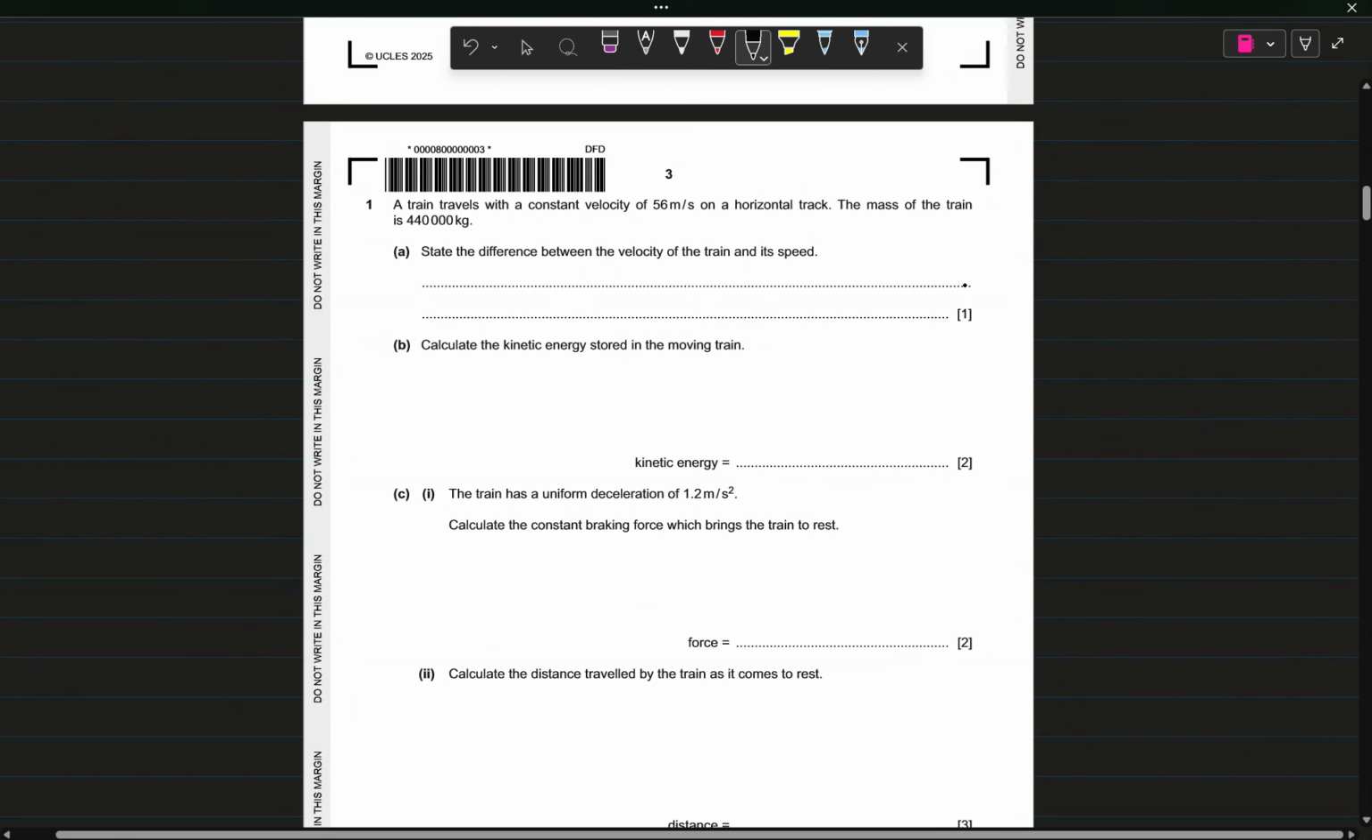Okay, so here we have question number 1. A train travels with a constant velocity of 56 meters per second on a horizontal track. The mass of the train is 440,000 kilograms. State the difference between the velocity of the train and its speed.